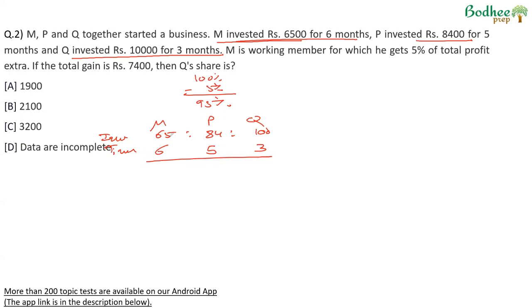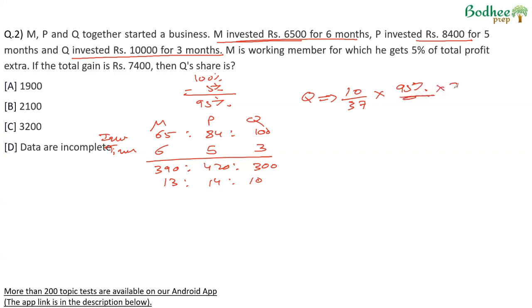So this 95% will be divided amongst M, P, and Q in the ratio 65 into 6, which is 390, 84 into 5 is 420, 100 into 3 is 300. If we divide this by 30, it is 13 is to 14 is to 10. And therefore, we can say Q's share will be 13 plus 14, 27 plus 10, 37. So Q's share will be 10 upon 37 of the profit to be divided. Profit to be divided is 95% of the total profit, which is 7400.